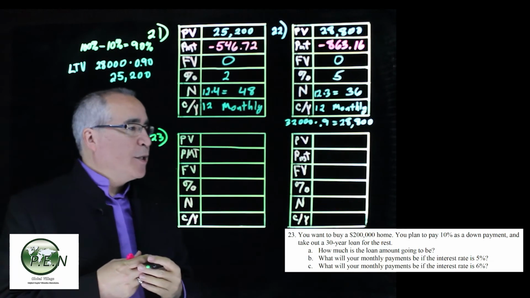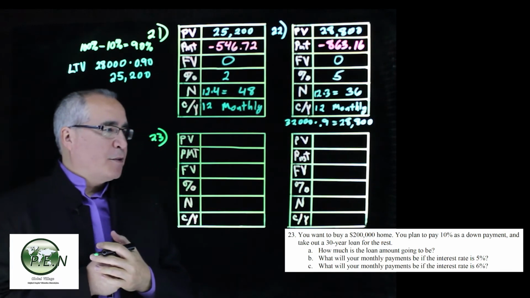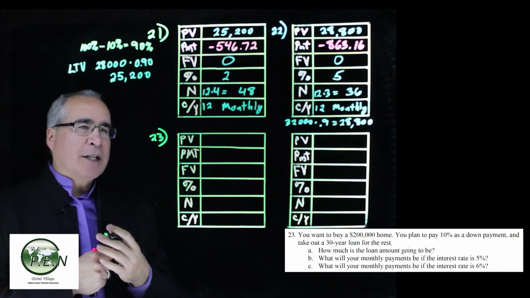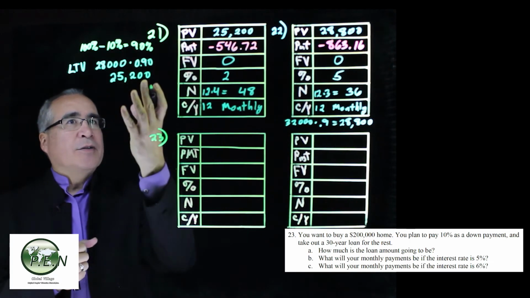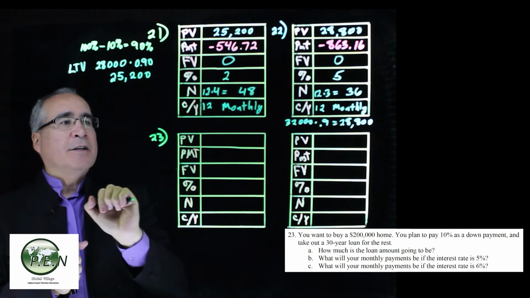Okay, we want to buy a $200,000 home this time, not just a car, but we've still got the 10% down payment we want to make, and then we'll take out a 30-year loan for the rest. So it's really the same thing as this. It's going to be a 90% loan to value.